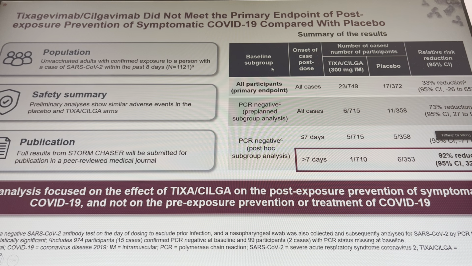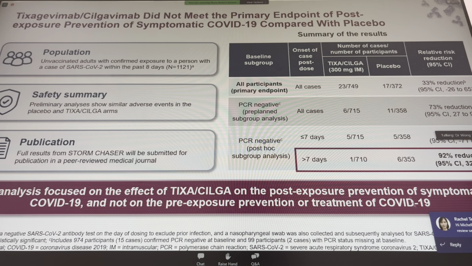Okay, so again, the population on trial for this post-exposure prophylaxis, I wish to highlight, are unvaccinated adults with confirmed exposure to a person. And in this trial, they were allowed to be exposed up to 8 days before they were given the post-exposure prophylaxis.